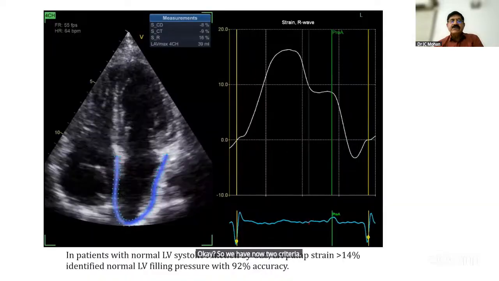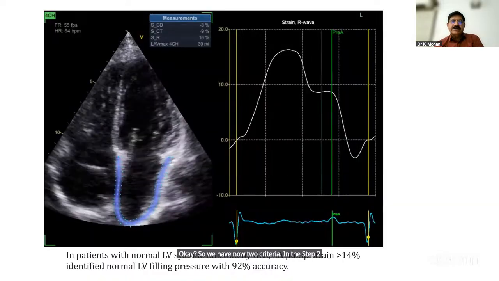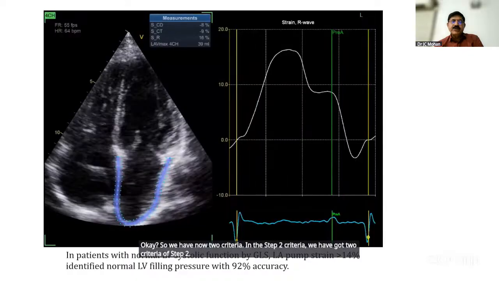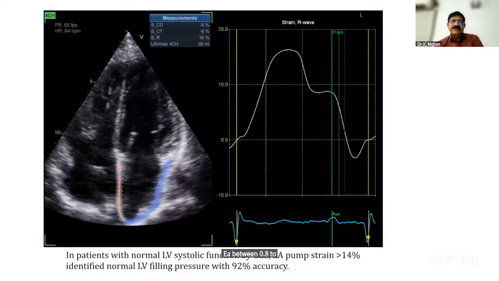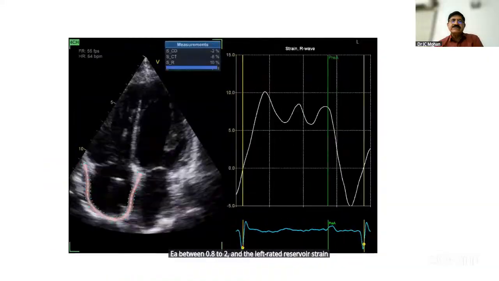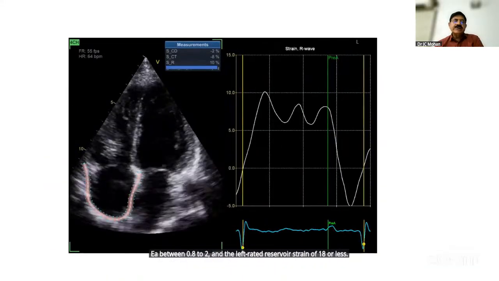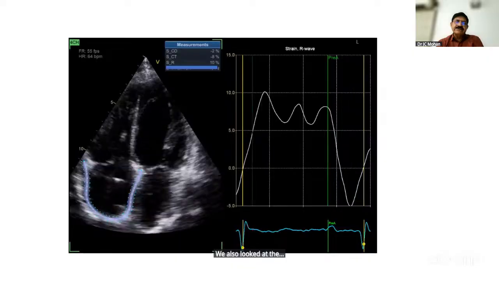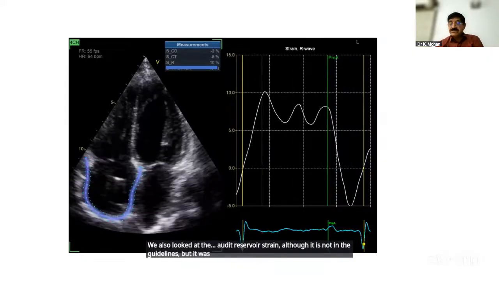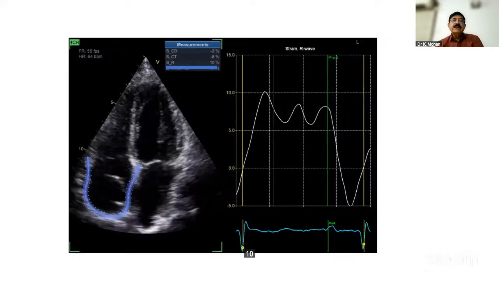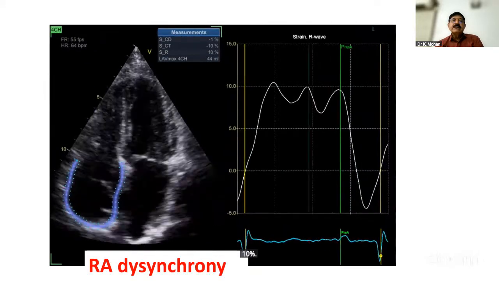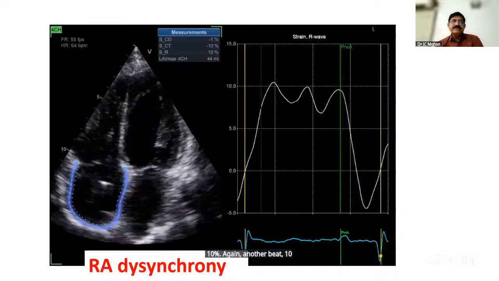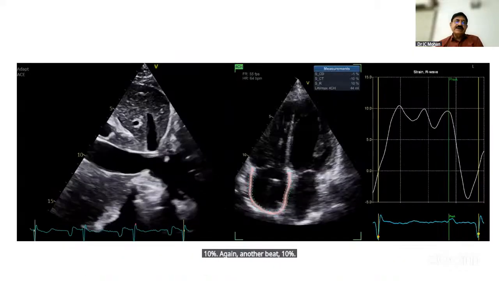In the step 2 criteria, we have got 2 criteria: E/A between 0.8 to 2, and the left atrial reservoir strain of 18 or less. We also looked at the RA reservoir strain, although it is not in the guidelines, but it was also significantly reduced, 10%. Again, another beat, 10%. And of course, inferior vena cava dilated.